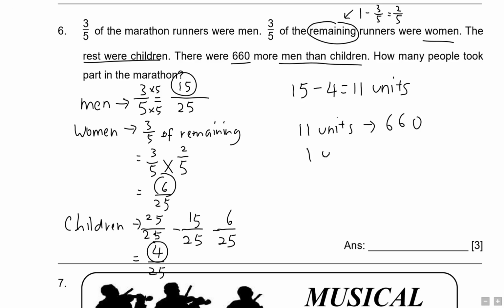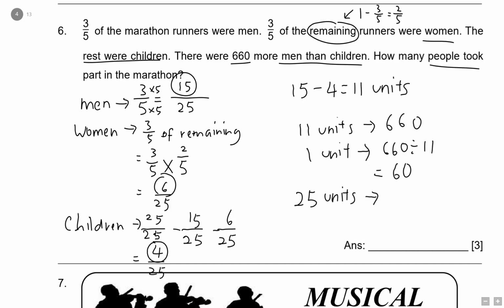So again, with your calculator, find for 1 unit, 660 divided by 11, which would give me 60. Okay, and how many people took part? You know that there are a total of 25 units in one big whole. So 25 units, 60 per unit. You get a total of 1,500.